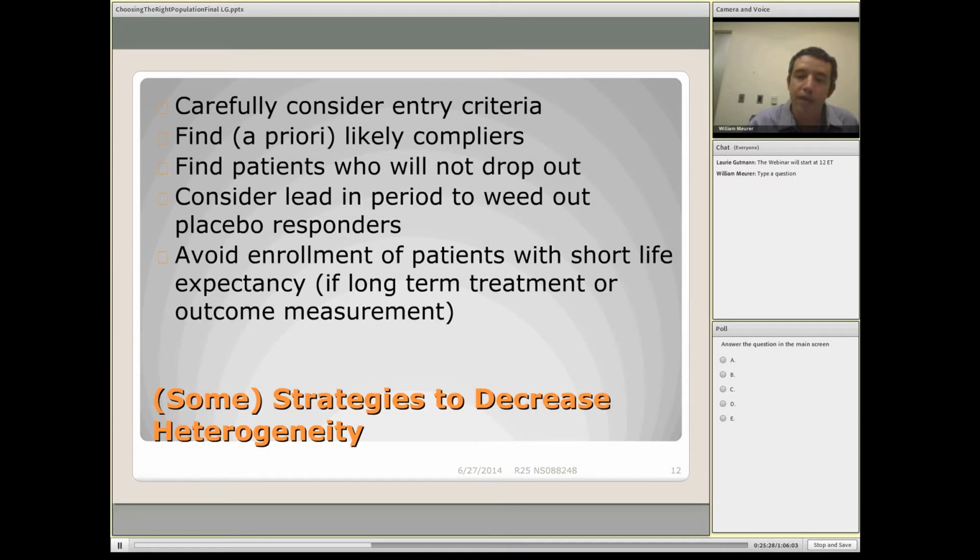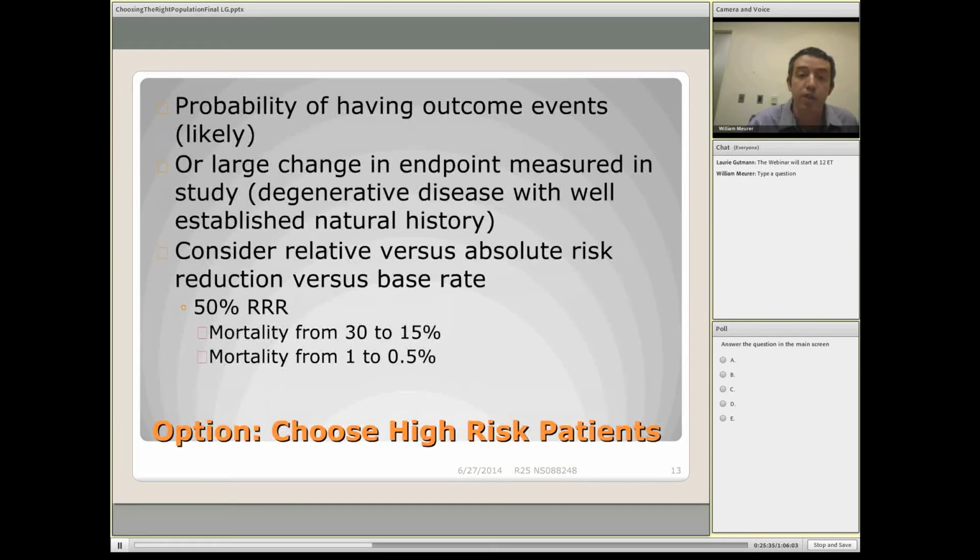Another major category of ways that you can increase the chances that your trial is going to give you a meaningful answer is ensuring that the probability of having outcome events is likely enough to actually drive the trial in a direction that you're going to be able to make inferences from it. Or, as we talked about, a large change in the endpoint measured in the study. If there's a degenerative disease that has a well-established natural history, changing the trajectory of the decline in grip strength or some other well-validated marker is a potential strategy that is going to yield you potentially useful results when you're considering who you might be including.